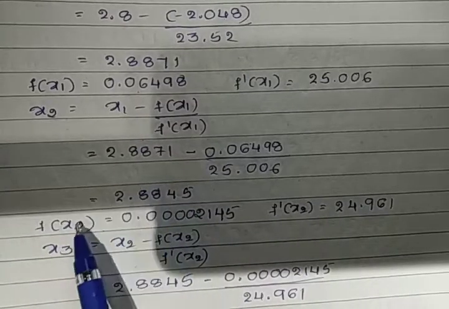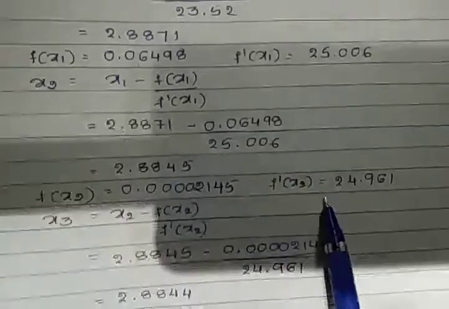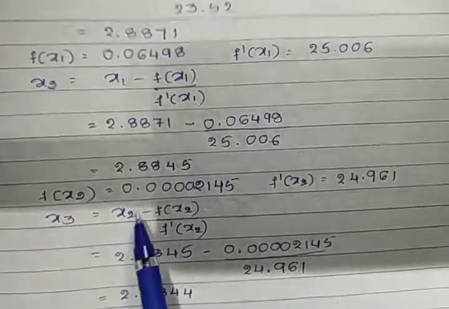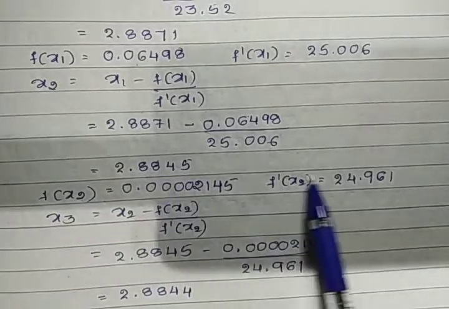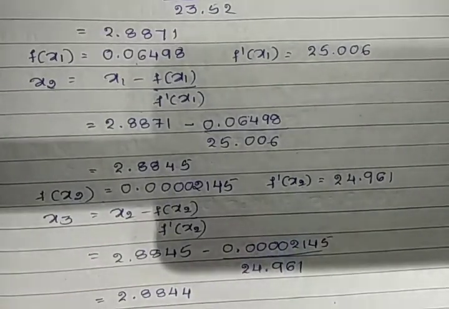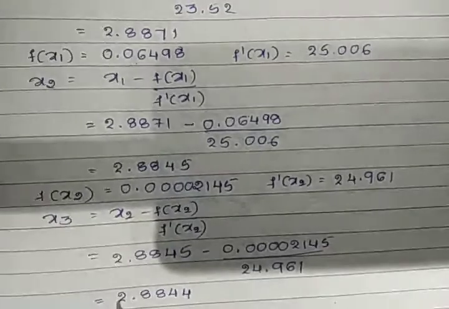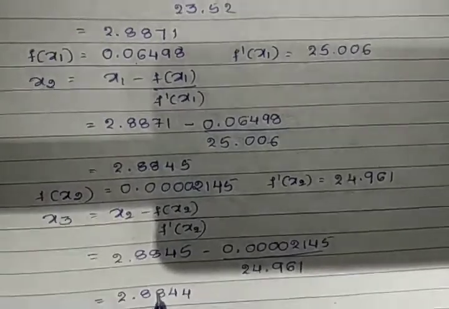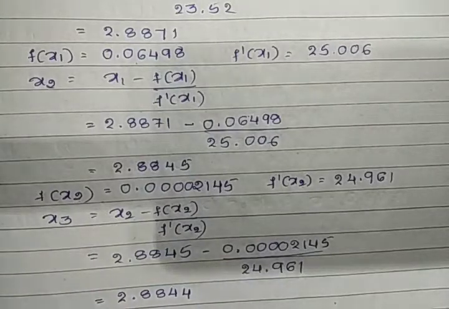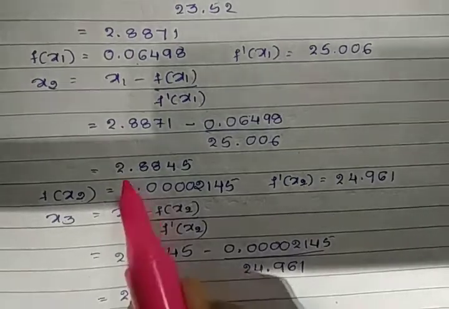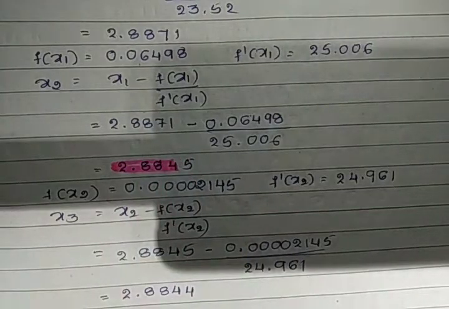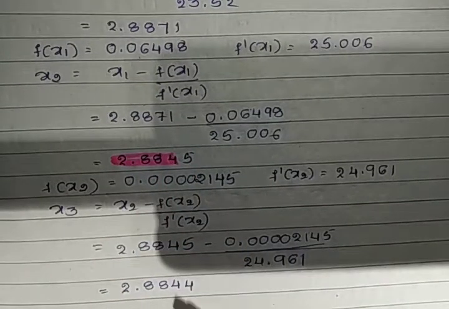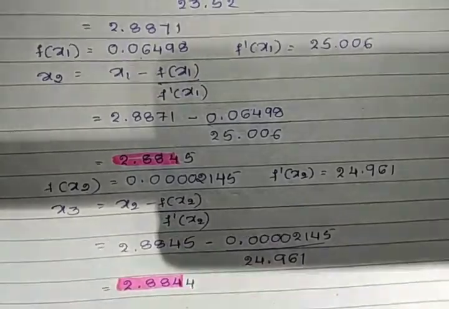So this is x2, f of x2 and f dash of x2. Then the x3 formula is x2 minus f of x2 divided by f dash of x2. Substitute these three values using a calculator, simplify it. Then we can observe that the answer is 2.8844. Now you can observe here that the x2 second approximate answer is 2.884 and the third approximate answer is 2.884. Here also we'll get 2.884.